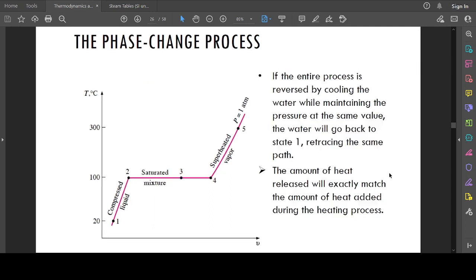pressure remains constant. So if the entire process is reversed by cooling the water while maintaining the pressure at the same value, then the water will go back to state one, retracing the same path. The amount of heat released will exactly match the amount of heat added during the heating process. So it's a totally reversible process, and the energy added will equal the energy removed, as long as we keep the condition of the pressure, in this case, the same. If this were to be a PV diagram, then the temperature has to be kept constant.